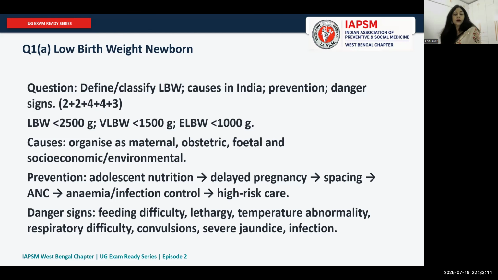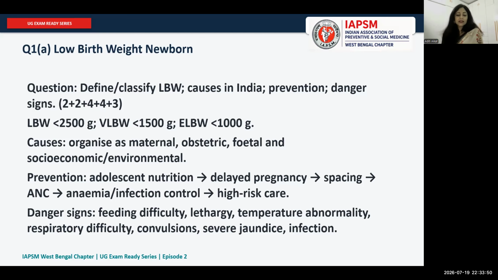Now, in case of prevention, you need to talk about the adolescent nutrition, how it is the base on which this whole thing starts. Delaying the pregnancy, ensuring spacing, proper antenatal care, management of anemia and infection, and along with it, high risk. So these are the points which you need to build upon.